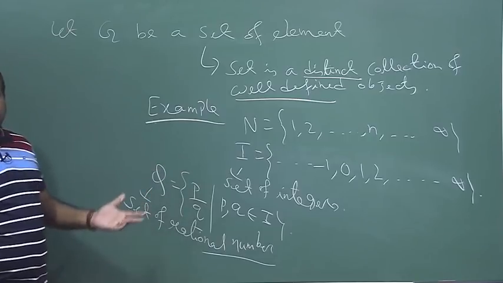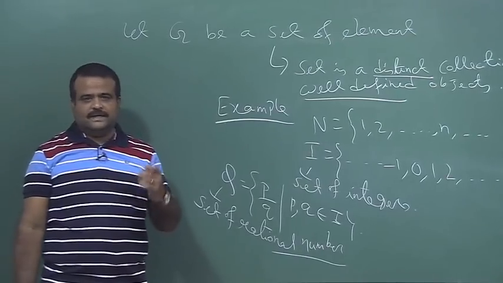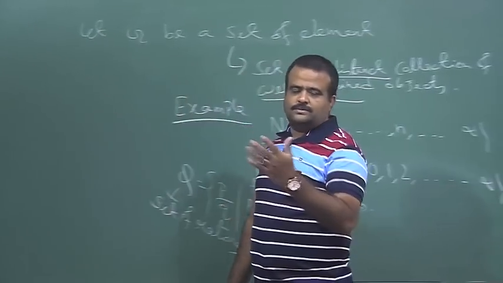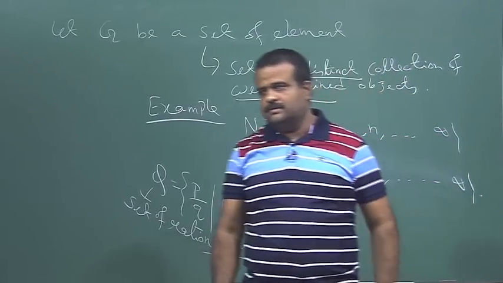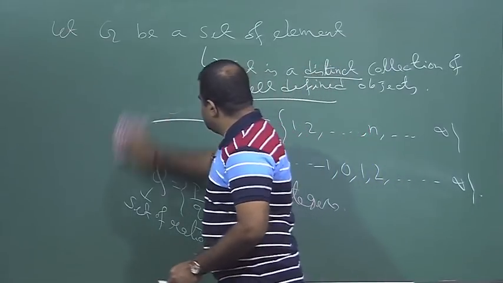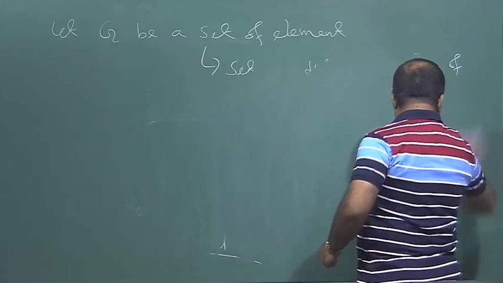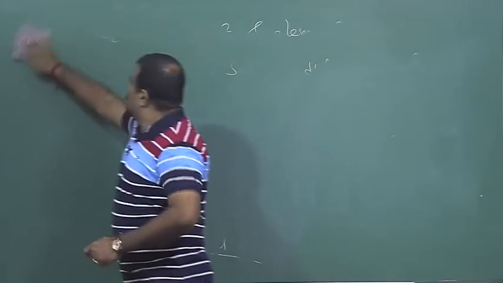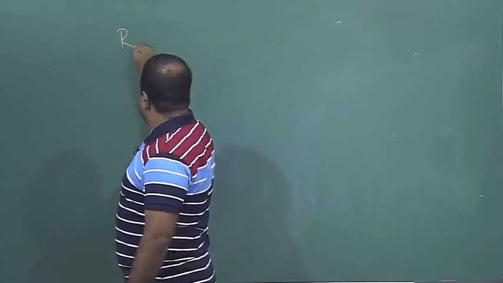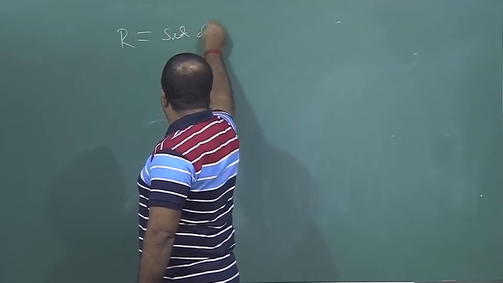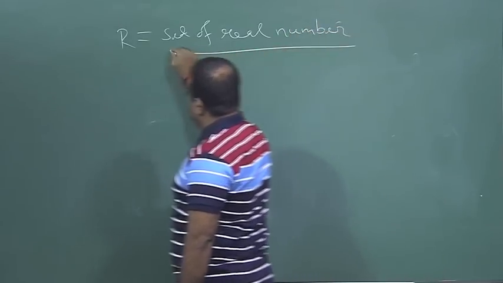Other than numbers also, there could be another set, like in this room, the number of elements in that set, like we are a teacher, some students, chalk, board. So, this collection is also a set. Okay. Now, similarly a set of irrational numbers, and the set of real numbers is denoted by R.